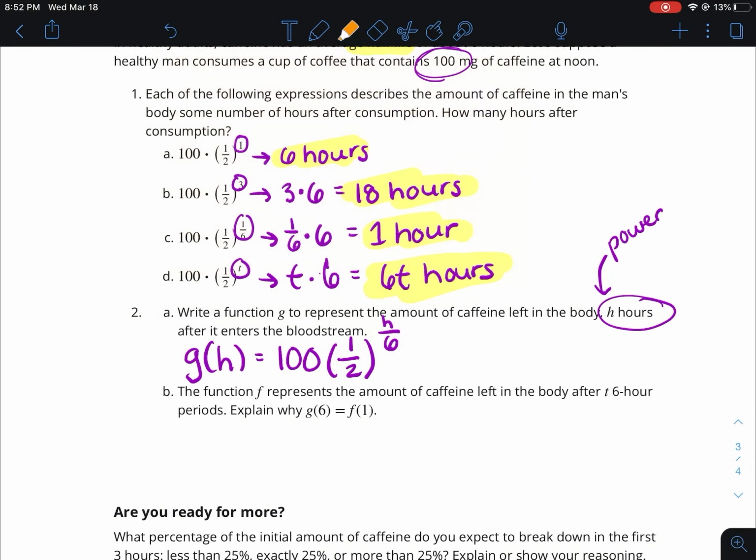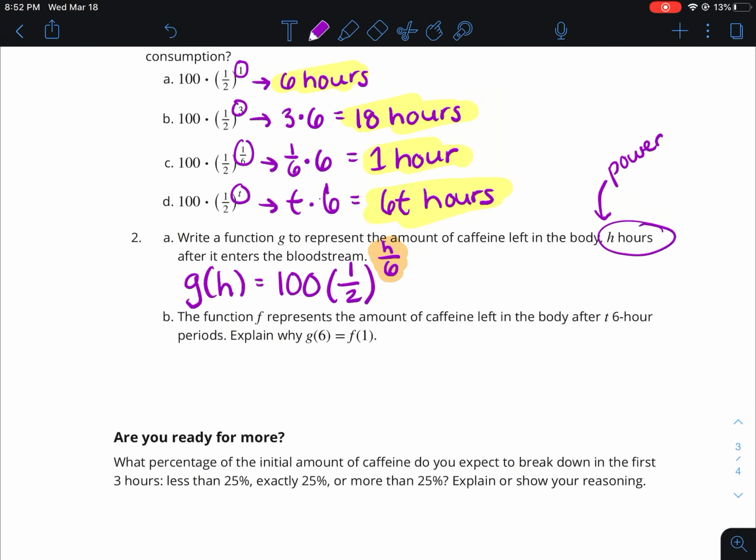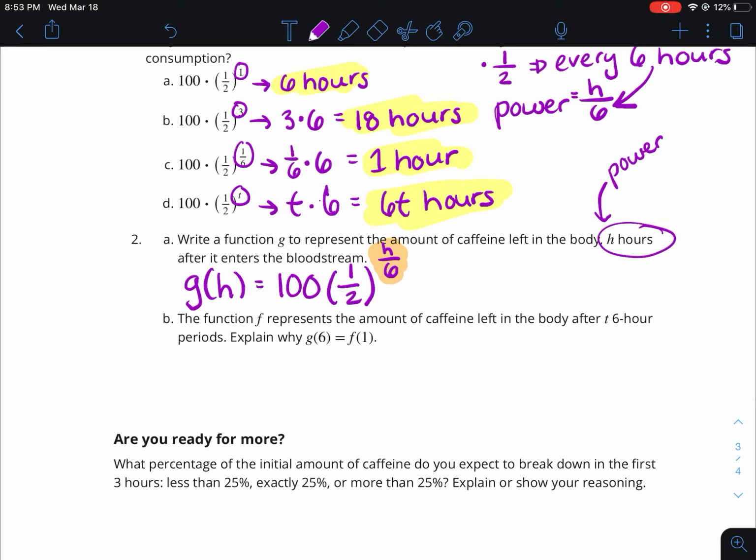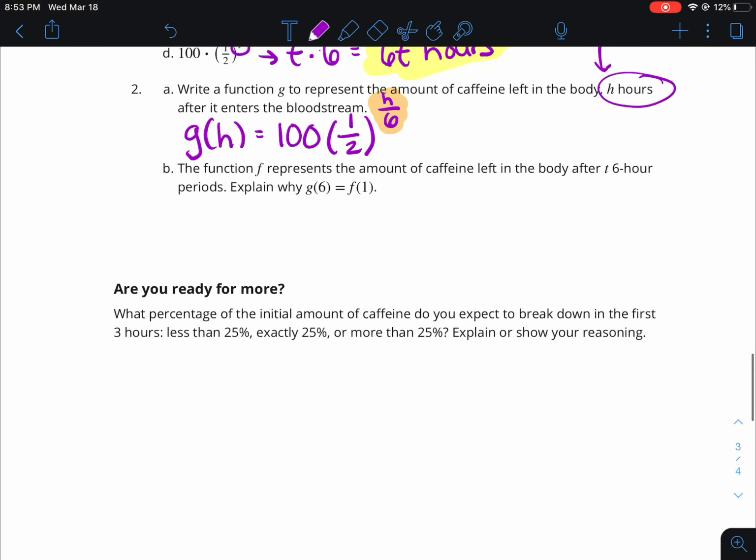This is something that's really big, that's new for you guys, this unit. So basically, don't let it get too confusing. If we have a power, and 1/2 is our multiplier, and it's every 6 hours, then your power will be H over 6, because that's 6 hours. And that's what we put in for the power. It's not 1/2 every hour, that would be 1/2 to the power of H. It's every 6 hours, so it takes 6 of those to actually make H.